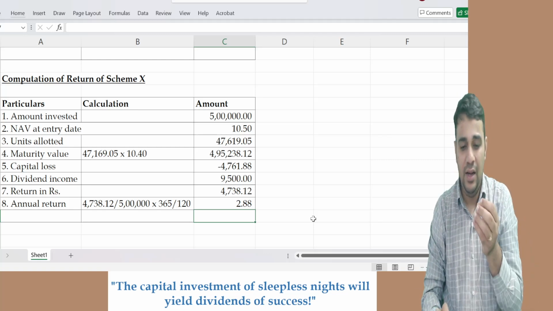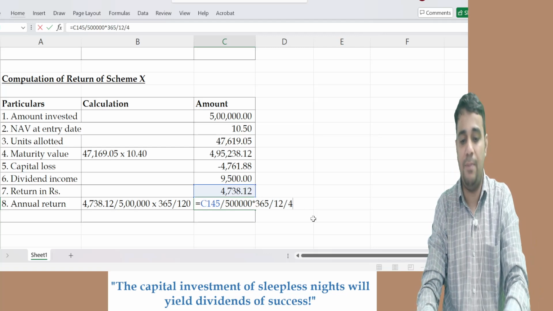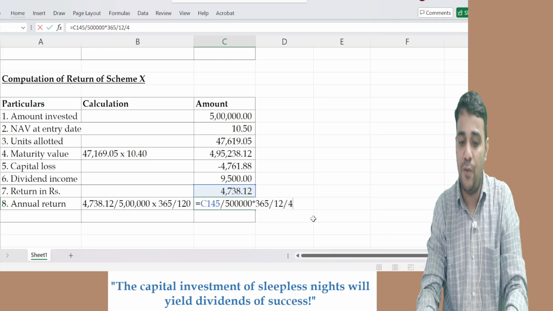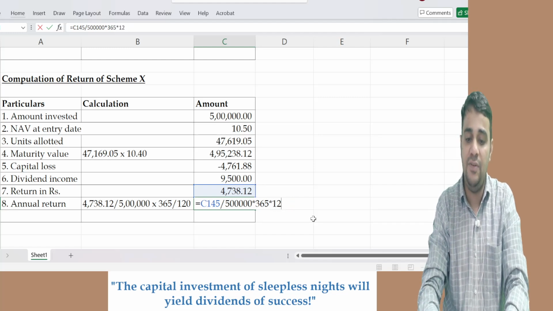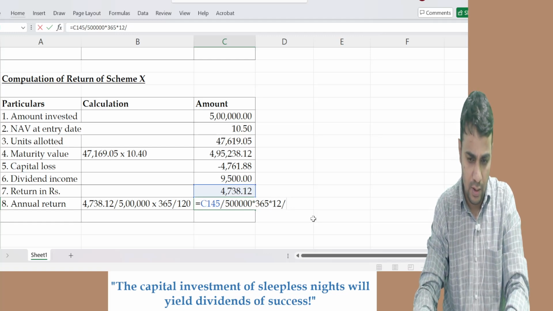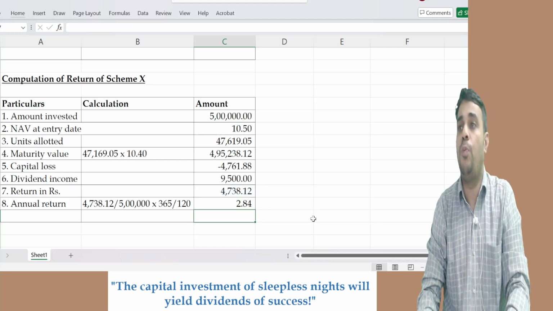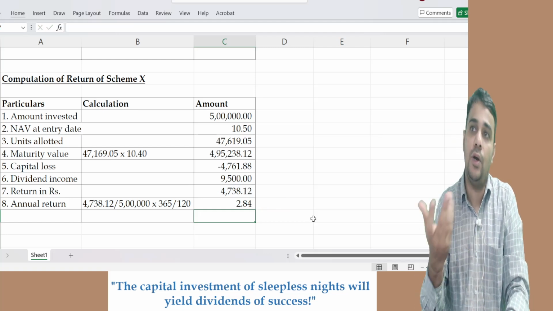.88%. Instead of doing this, I could have done very simply 12 by 4 months. The answer wouldn't have deviated that much. How many months are there? I would have got 2.84, and there we got 2.88.